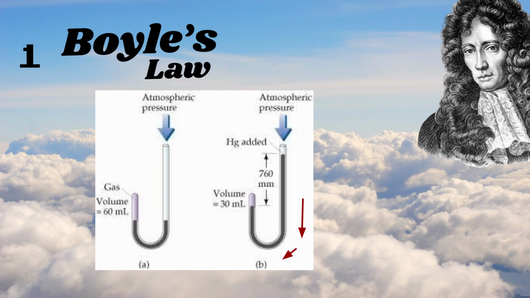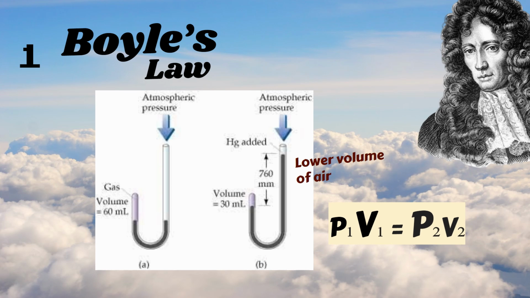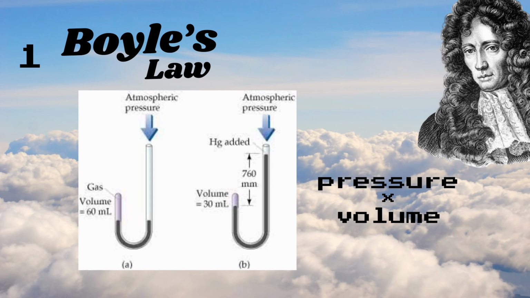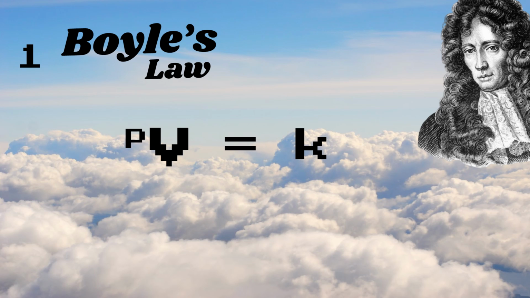When he measured the pressure that the mercury was exerting on this air, he noticed the opposite change. The pressure was increasing. In fact, when he multiplied these two values, he noticed that the product was almost the same, even after adding more and more mercury into the test tube. To show this, we would say that the pressure, P, multiplied by the volume, V, of a gas is constant. This is in order to show that when one of these values increases or decreases, the other value does the opposite to compensate.